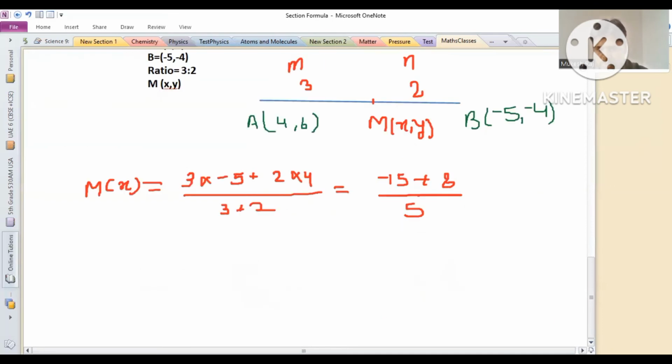Once again we will proceed further and solve it one step ahead. That we will be getting a value as -7 upon 5. Okay, so this will give you the first value of the coordinate, and then we can solve similarly for the second, that is y.